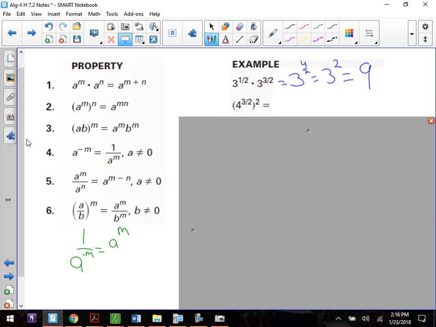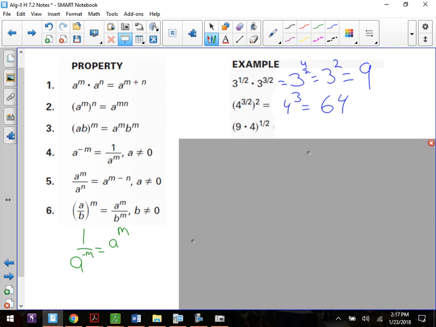So I have 4 to the 3/2 squared, power to power. What's 3/2 times 2? 6/2, otherwise known as 3. And 4 cubed, well, 4 times 4 times 4 is 64. Notice I'm not pressing any buttons on anything.